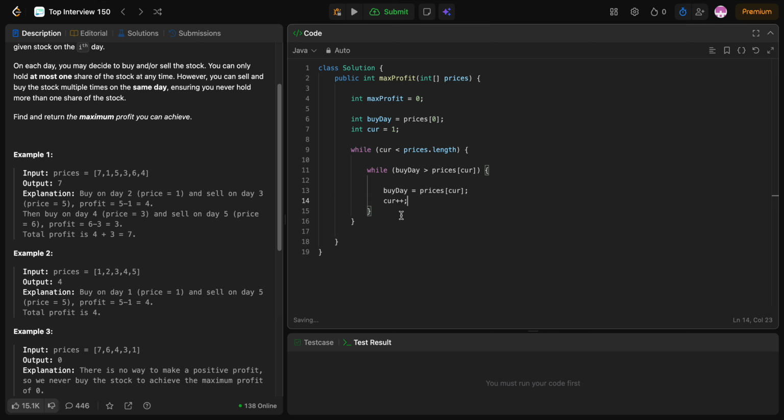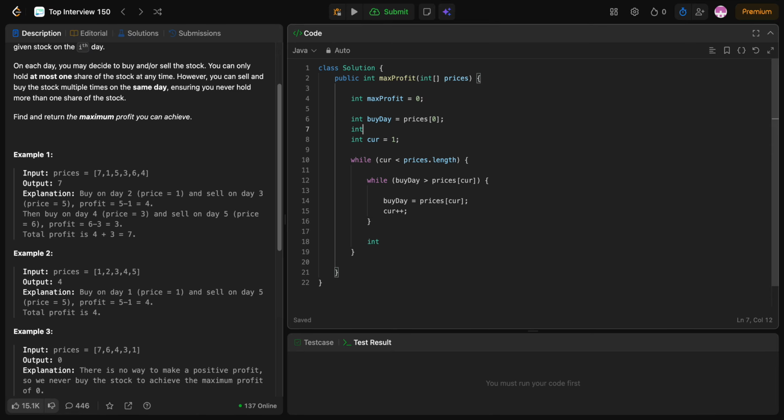Okay, so now after this while loop, we will have buyDay equal to the current lowest price of the stock. So now we can say, let's just initialize it here, int sellDay.